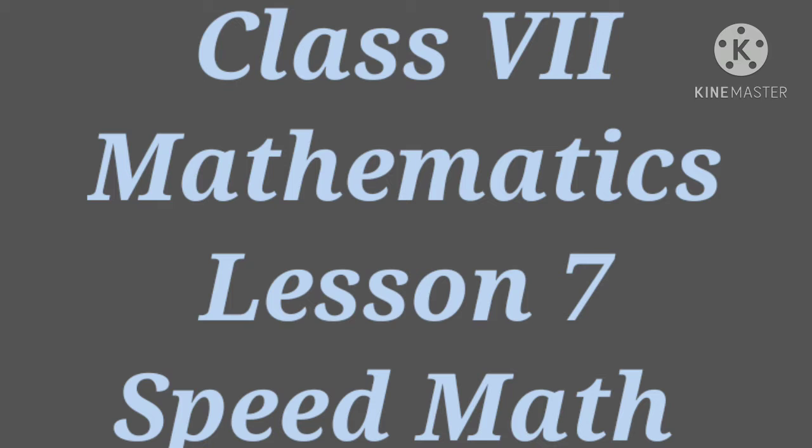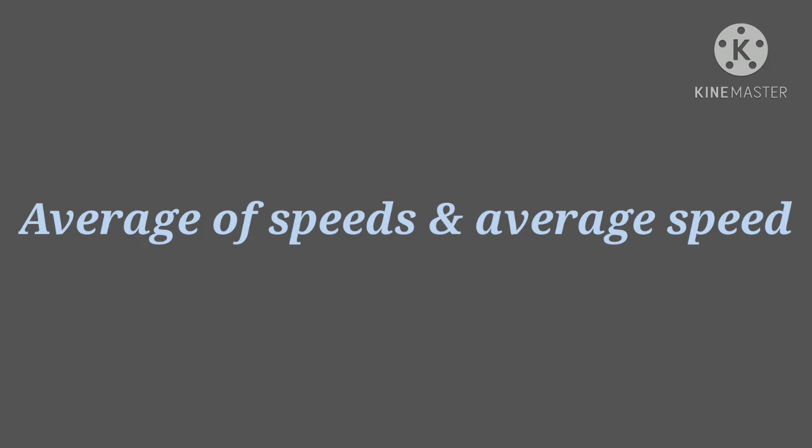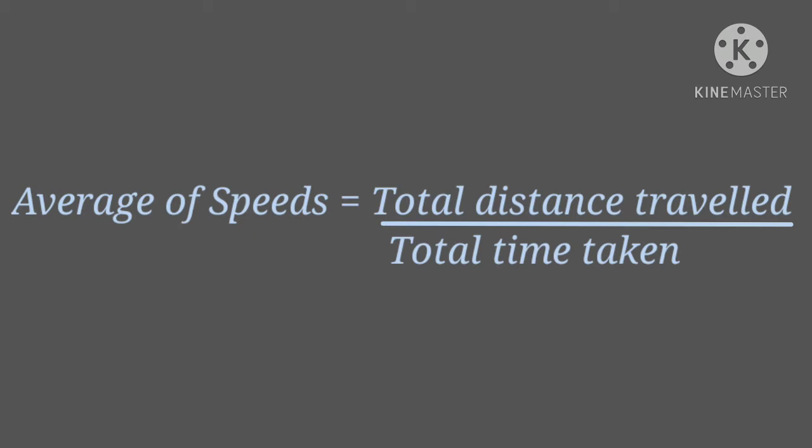Let us continue with the chapter Speed Math. Today our topic is average of speeds and average speed. We know how to find the average of some numbers, but here we are using a different method. To find the average of speeds, we use the formula: average of speeds is equal to total distance travelled by total time taken. Now let's do some questions based on this equation.